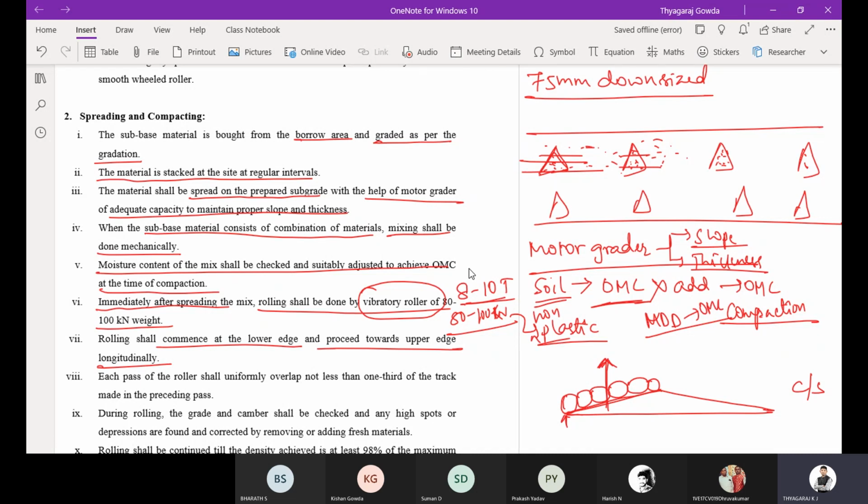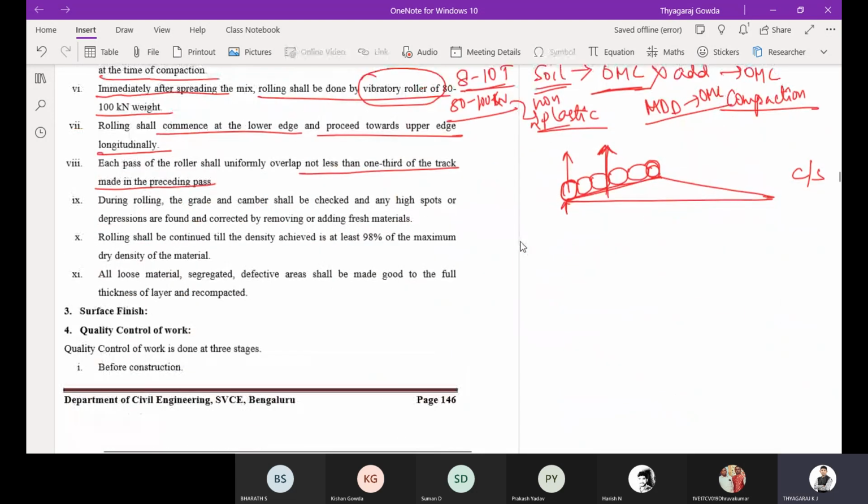Then each pass of the roller shall uniformly overlap not less than 1/3 of the track made in the preceding pass. Is it understood how the rolling will be done? Always it will be moving from lower edge to upper edge longitudinally. Is it clear? Yes, sir. So rolling commences at the lower edge, progresses in the longitudinal direction, and ends at the upper edge.